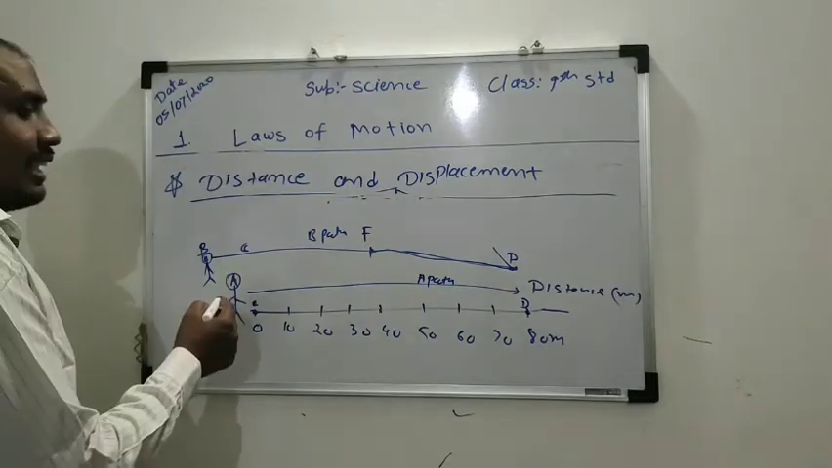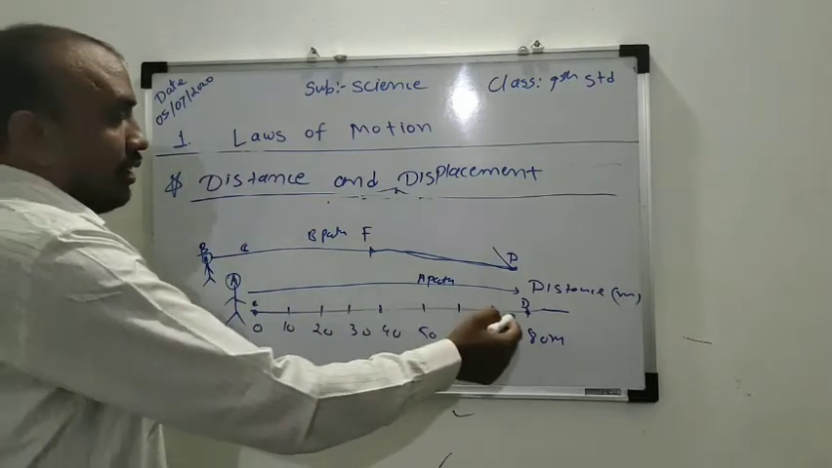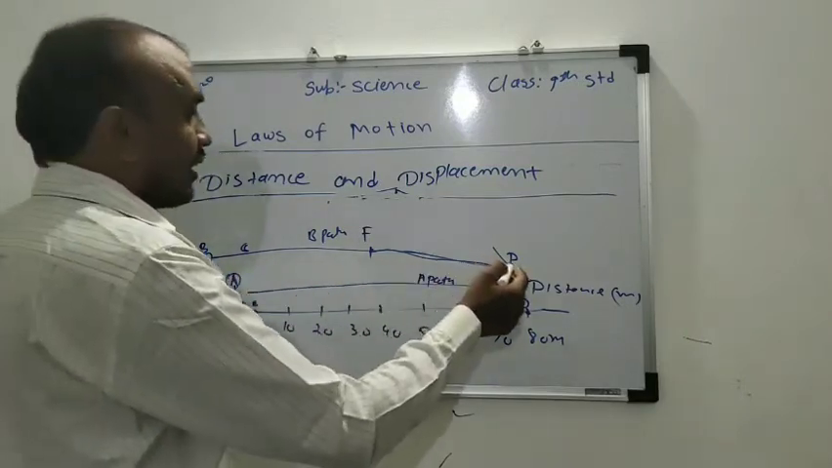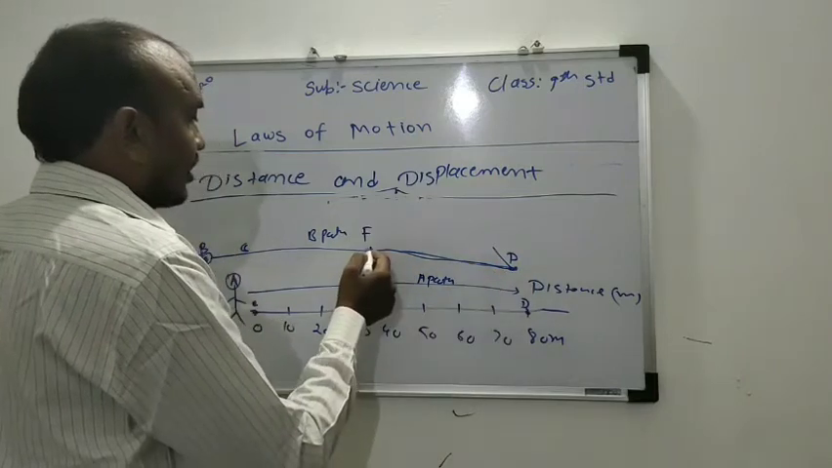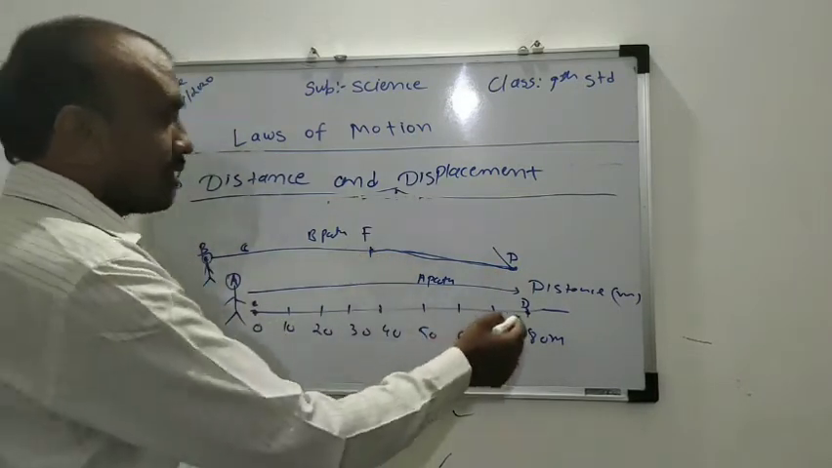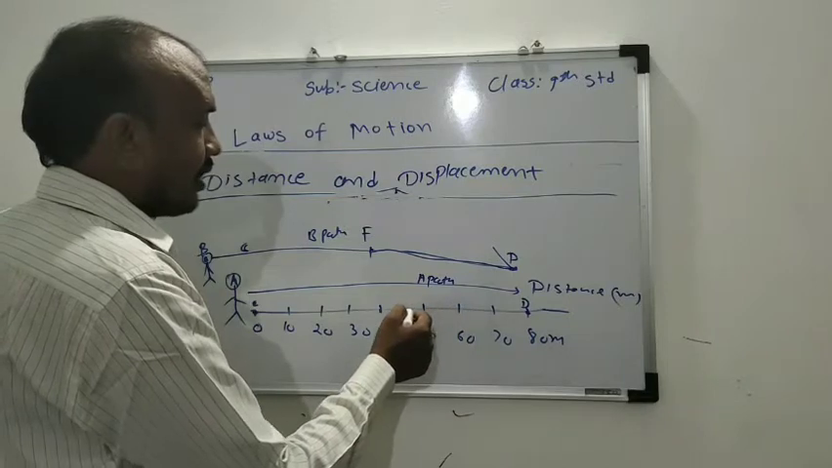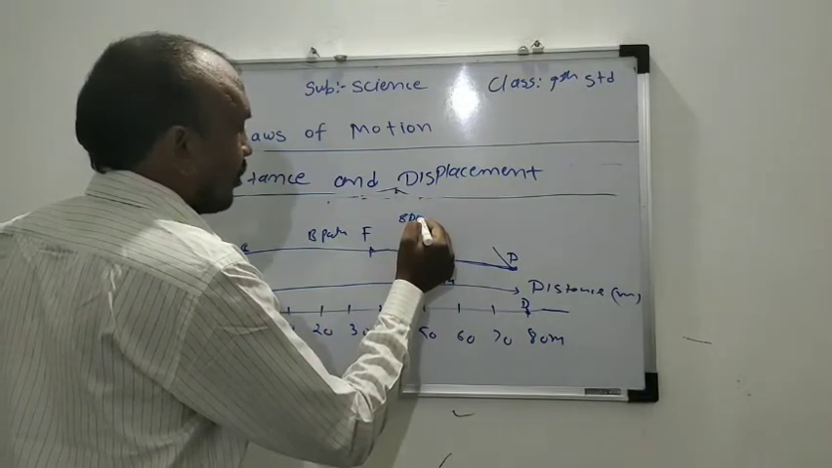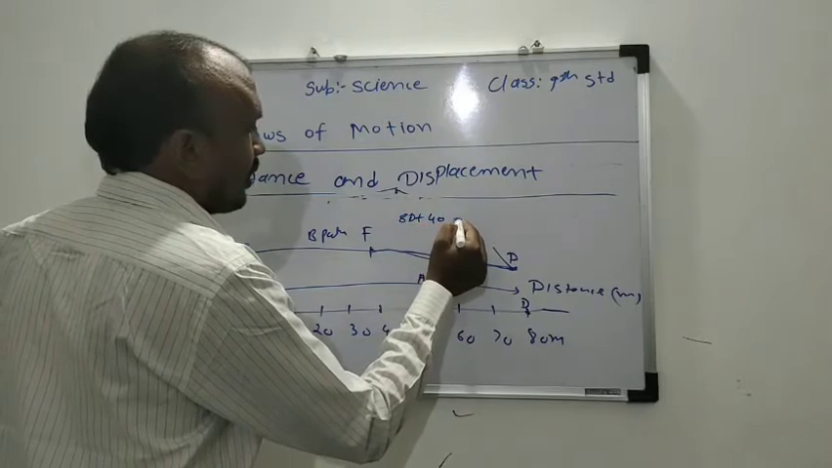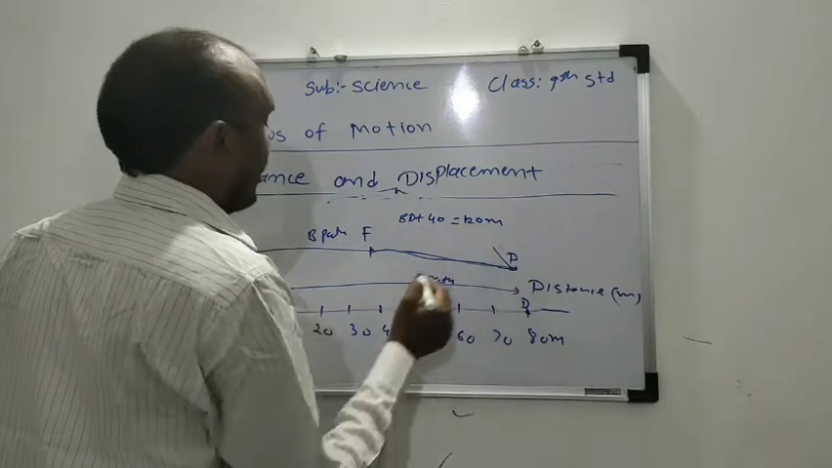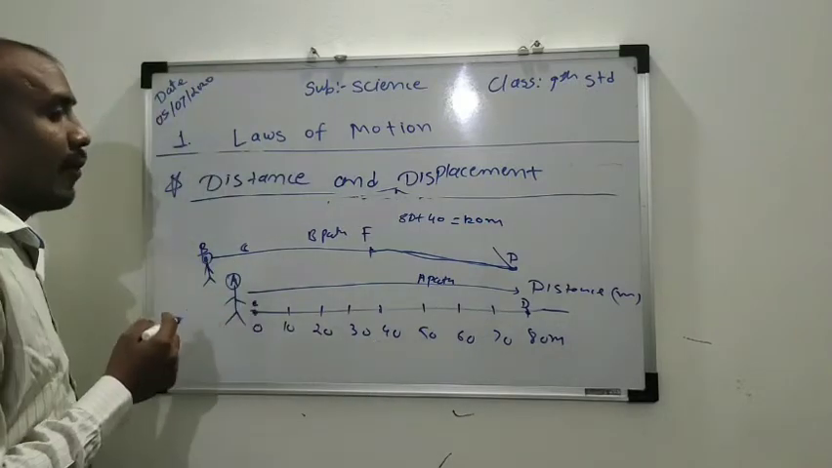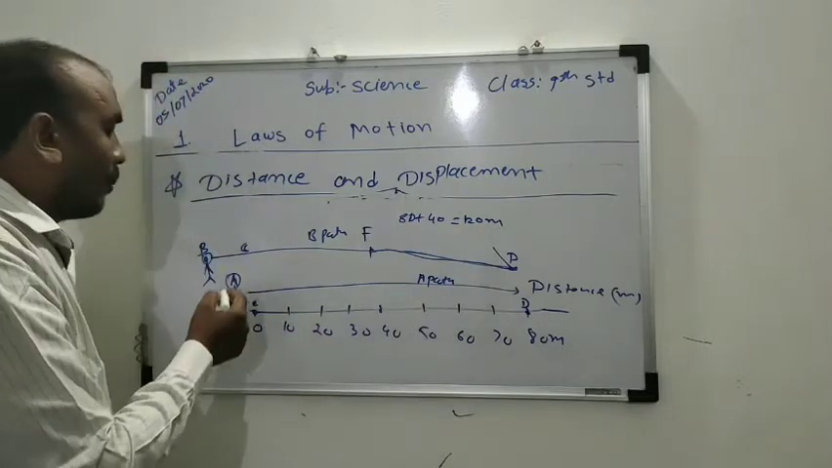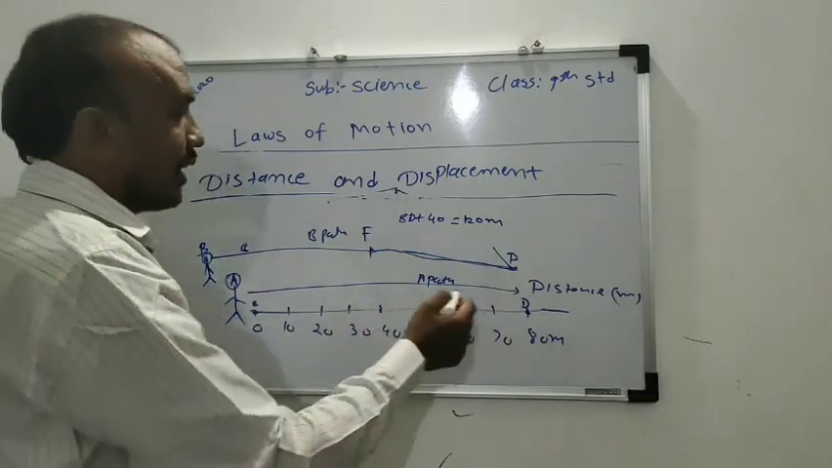So person A travels a distance of 80 meters. It's correct. But person B travels a distance of 80, correct, plus this. What will be this? 10, 20, 30, 40. Means that 80 plus 40 equals 120 meters. Person B travels a distance of 120 meters while person A travels a distance of 80 meters.